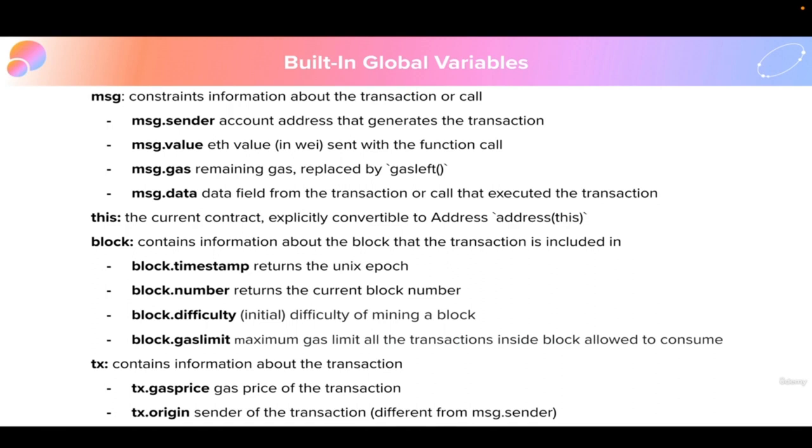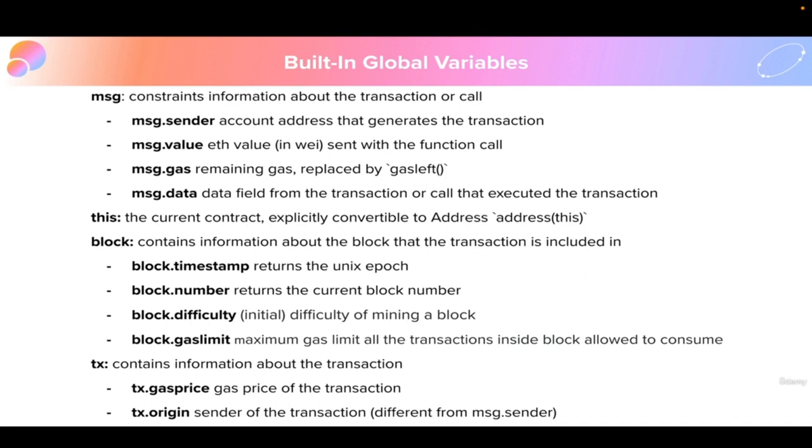Next, we have block. Block contains information about the block that the transaction is included in. We have block.timestamp, which returns the Unix epoch. Block.number returns the current block number. Block.difficulty, which is the difficulty of a mining block. And block.gaslimit, which is the maximum gas limit all of the transactions inside of a block are allowed to consume.